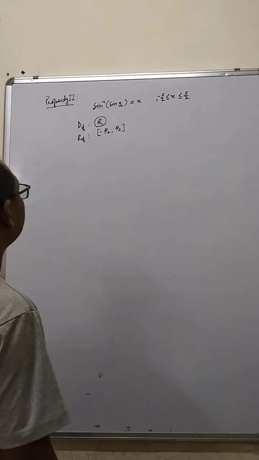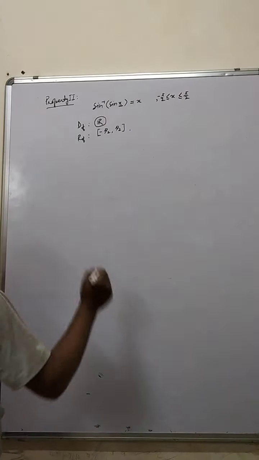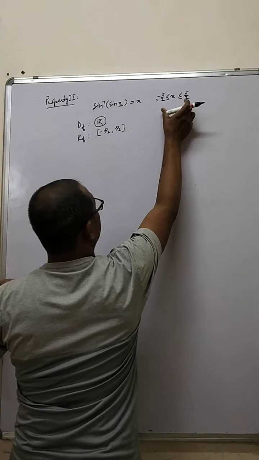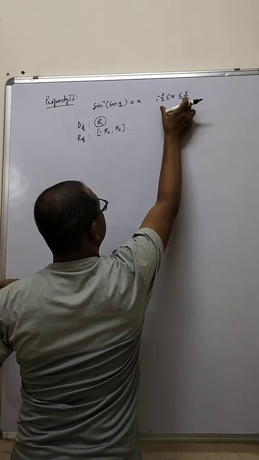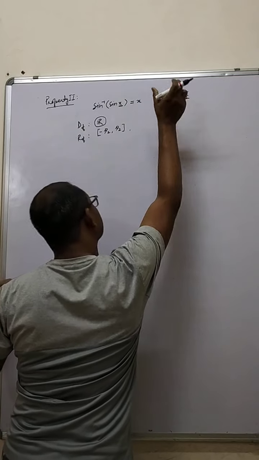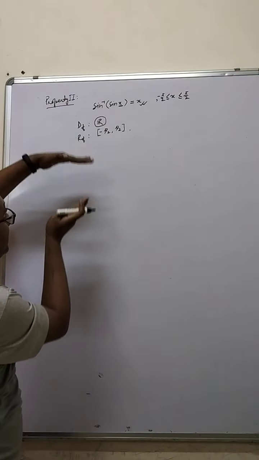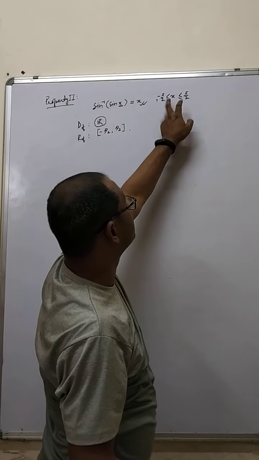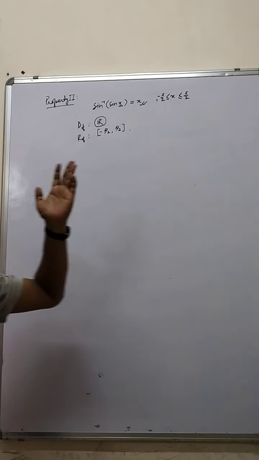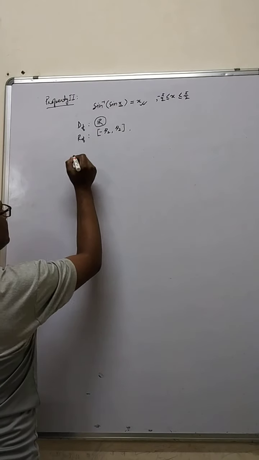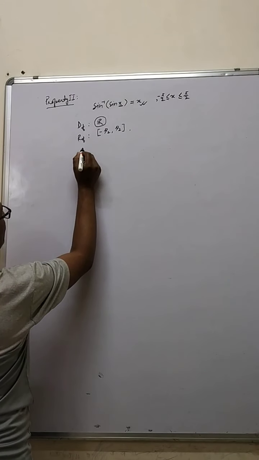Okay. Now let us discuss this. What will happen to the values of x which are not lying here? If it is lying here, this is the value. So we are going to discuss what if x is not lying here. What will happen then? Okay, so let us go for it.